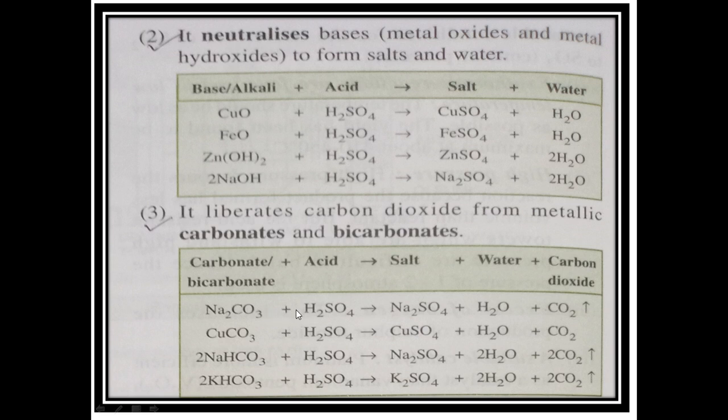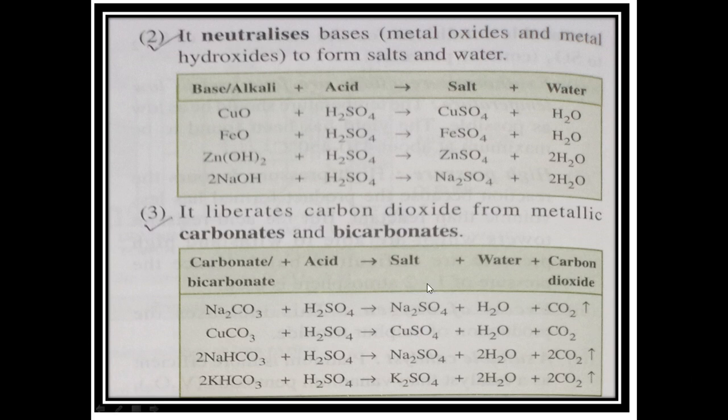Sodium carbonate combines with dilute sulfuric acid to give sodium sulfate plus water plus carbon dioxide. Copper carbonate gives copper sulfate plus water plus carbon dioxide. Sodium hydrogen carbonate gives sodium sulfate plus water plus carbon dioxide. Potassium hydrogen carbonate gives potassium sulfate plus water plus carbon dioxide. So this is the reaction that takes place with metal carbonate or bicarbonate with dilute sulfuric acid.